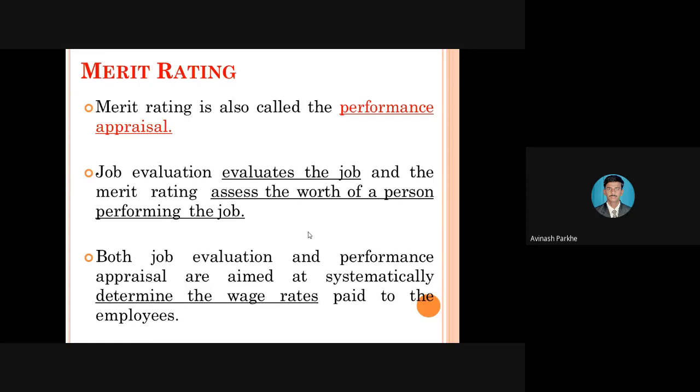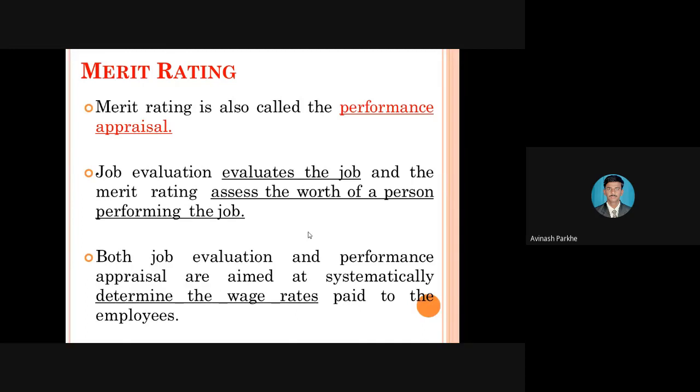Similarly, in an industry, whenever we have to check the performance of the operator, we have to implement the concept of merit rating, and that particular process is called performance appraisal. In our case also, our system is year-wise, for example academic year 18-19, 19-20.